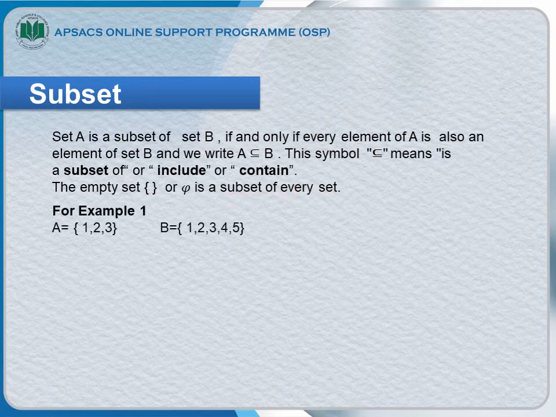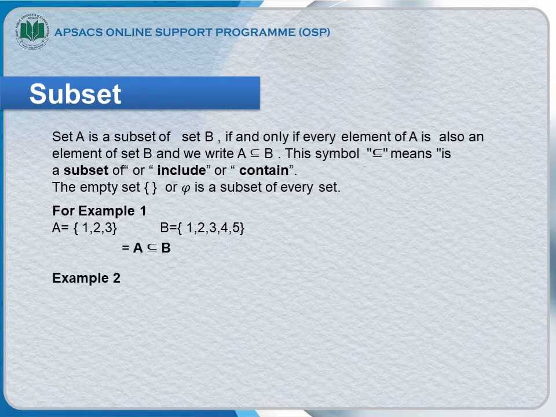Next, take an example. We have set A: 1, 2, 3 and set B: 1, 2, 3, 4 and 5. Now you can see that the elements of set A are included in set B: 1, 2, 3. So A is a subset of B.